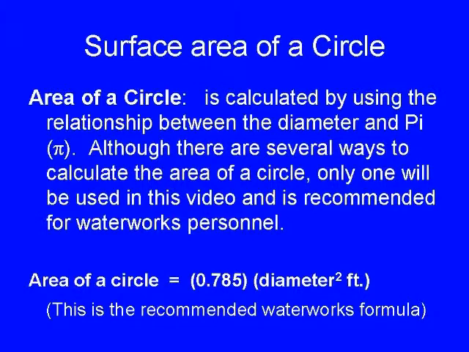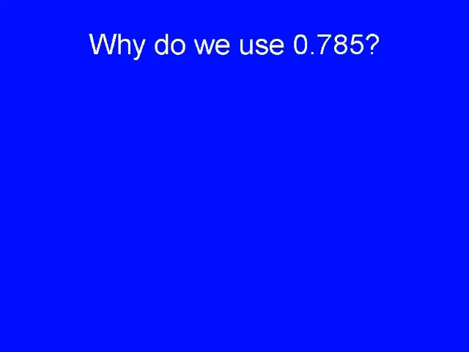Area of a circle equals 0.785 times diameter squared in feet. This is a recommended waterworks formula. Why do we use 0.785?